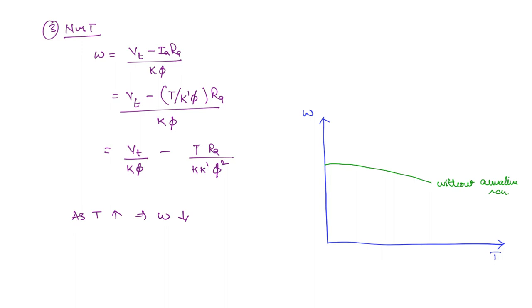Okay. So how will you draw here? Relative to this is the graph. Now the effect we got because of armature reaction is that speed is changing. So we will draw the plot like this. Okay. So this is with armature reaction.